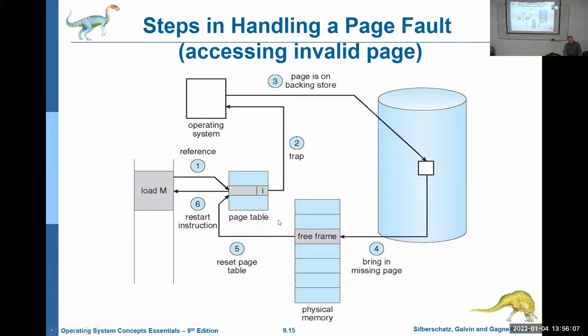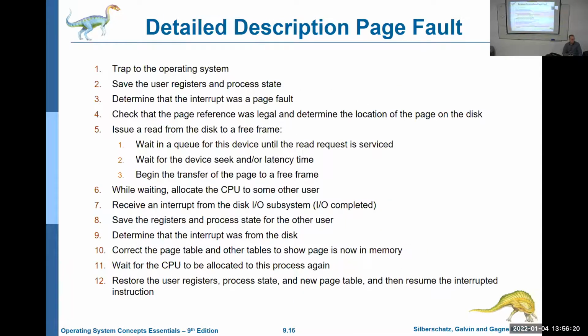Whether that bit is in the operating system, this page table may not necessarily be in the operating system. It could also be hardware, in which case we'd call it a TLB, which we learned about.